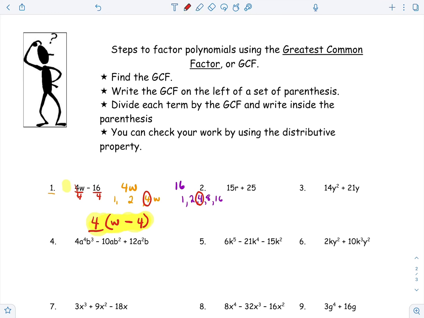How do we know we got the right factors of 4w minus 16? We can multiply back inside here and make sure we got the 4w minus 16.